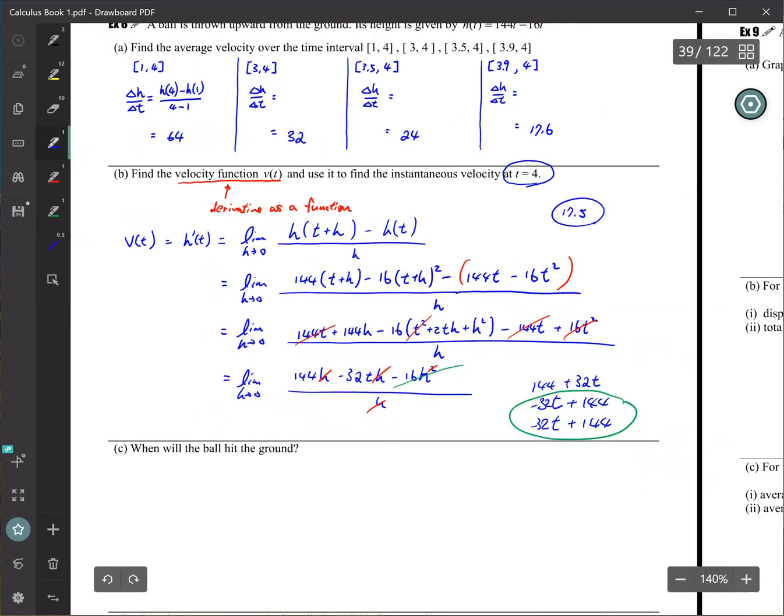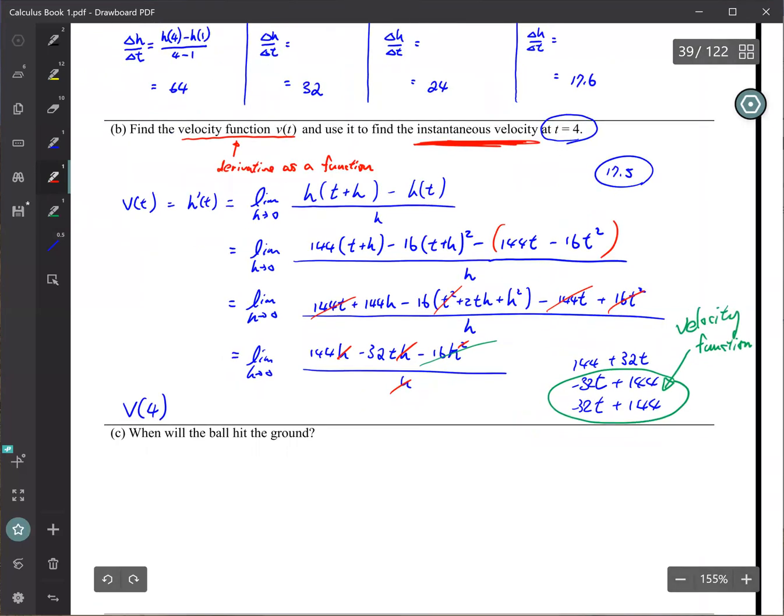Okay, finally, we want to find V of 4, right? Because what you got here is velocity at any time, okay? You can write that down, velocity function. So it's a function, it finds the velocity at any moment. So if they want you to find the instantaneous velocity at t equal 4, then you sub in v of 4. So what is the final answer? V of 4.